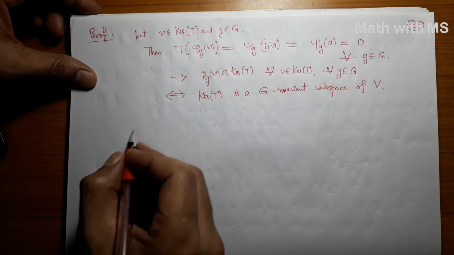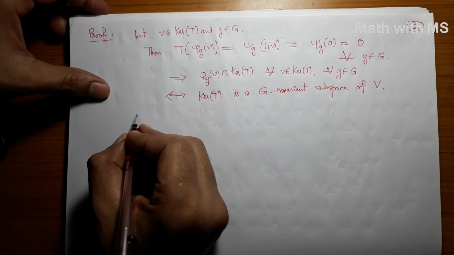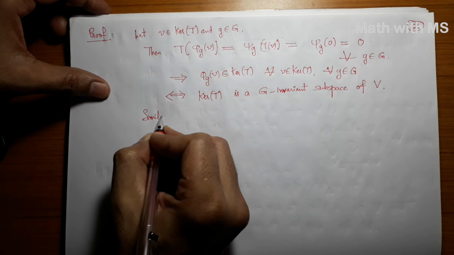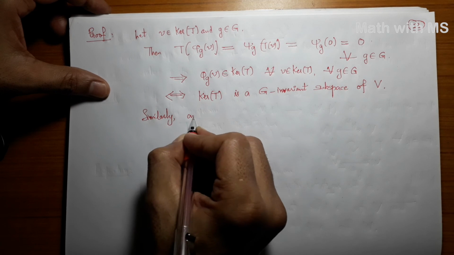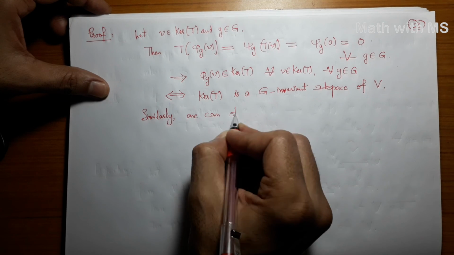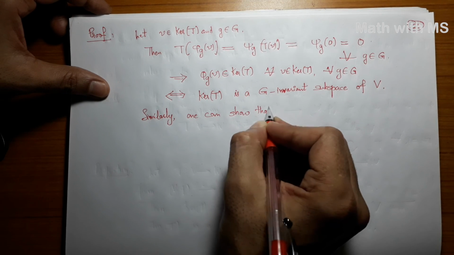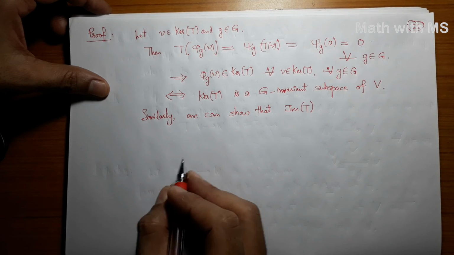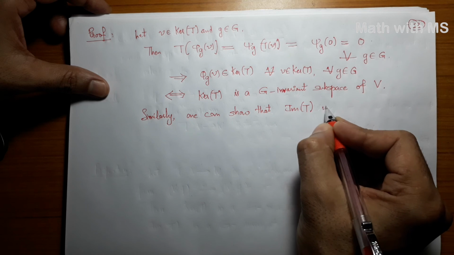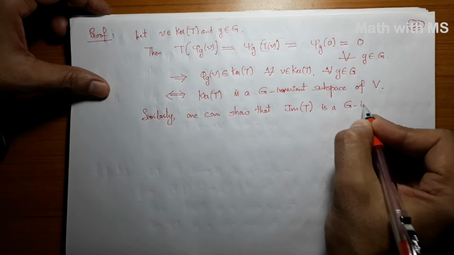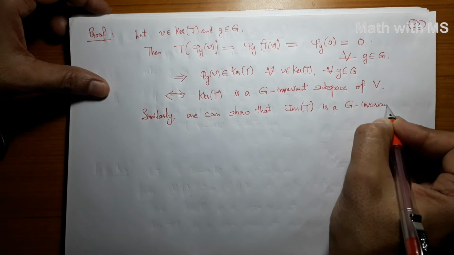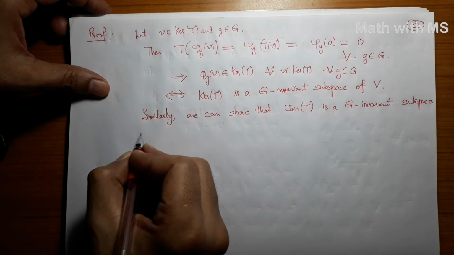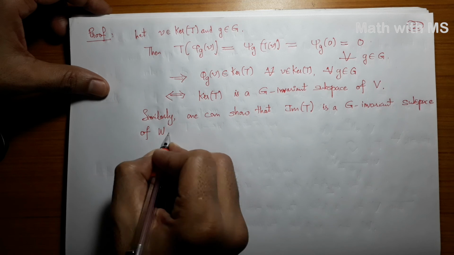Similarly one can easily show that the image of T is G invariant, so I am not going to write it down. Similarly one can show that the image of this morphism of representations is a G invariant subspace of the representation space W.